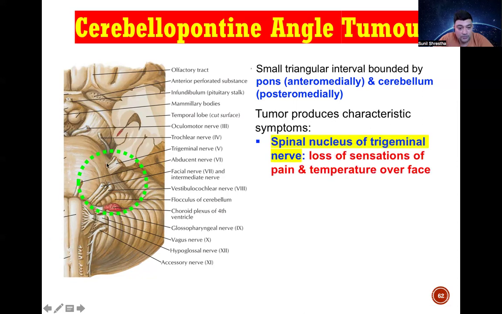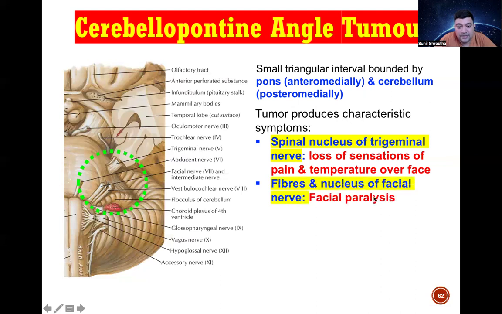Again, there might be involvement of the trigeminal nerve, which causes involvement of the spinal nucleus of the trigeminal nerve. Involvement of this spinal nucleus leads to loss of the sensation of pain and temperature over the face. The tumor in this region might compress the trigeminal nerve, so there will be compression of the spinal nucleus, causing loss of sensation of pain and temperature over the face. Similarly, there might be involvement of the facial nucleus as well, causing facial paralysis.